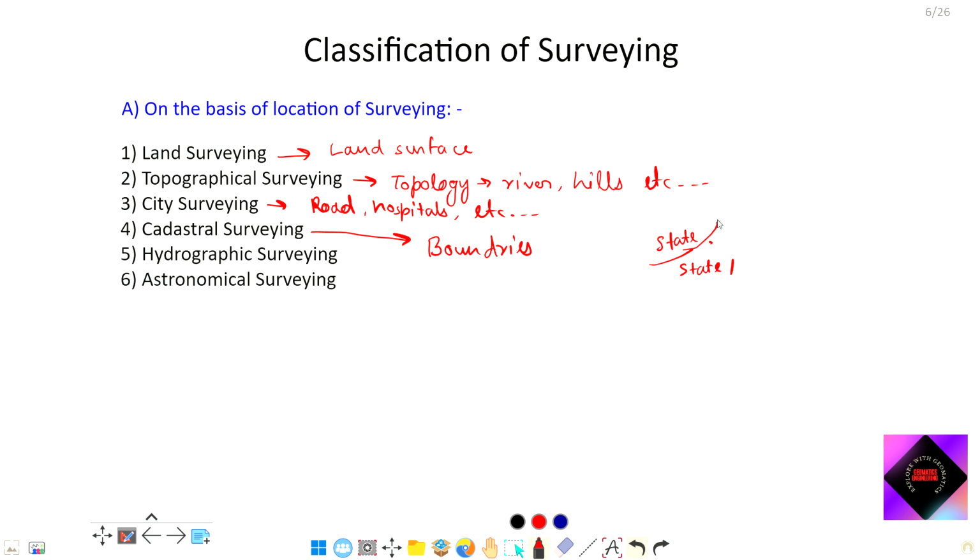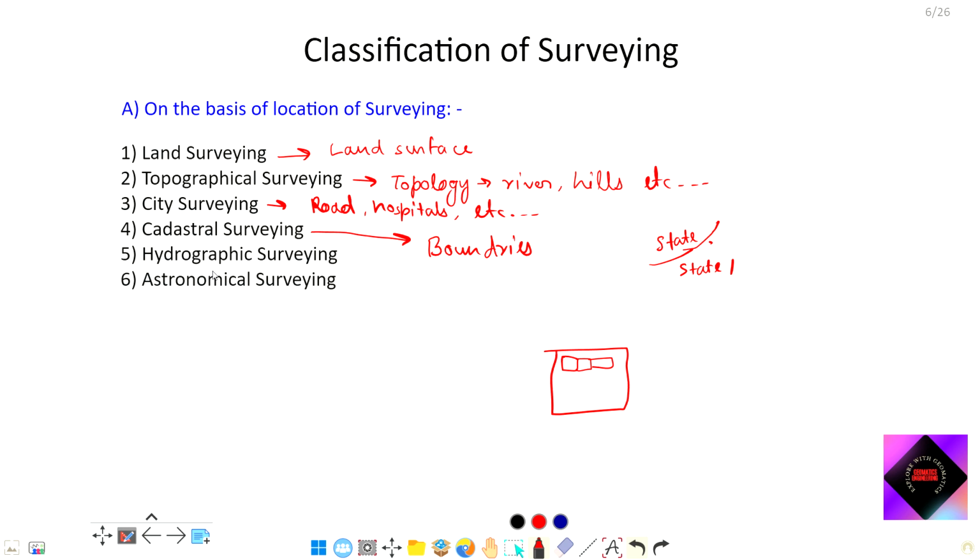Some of us may have seen maps of agricultural land. It shows several lands and plots, with several names and numbers. So all these things show the boundary or property of someone, so it comes under the cadastral survey.